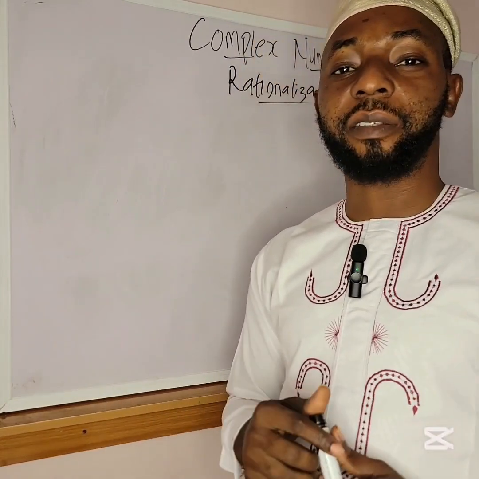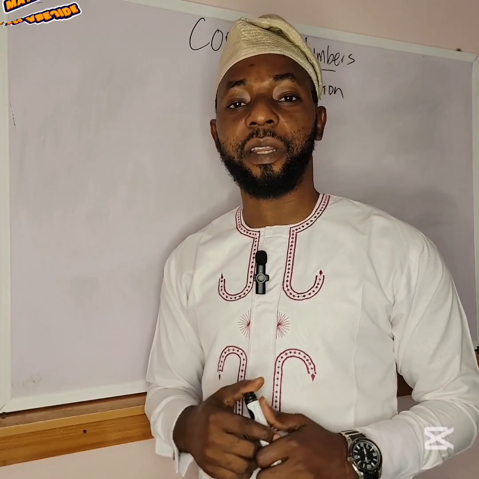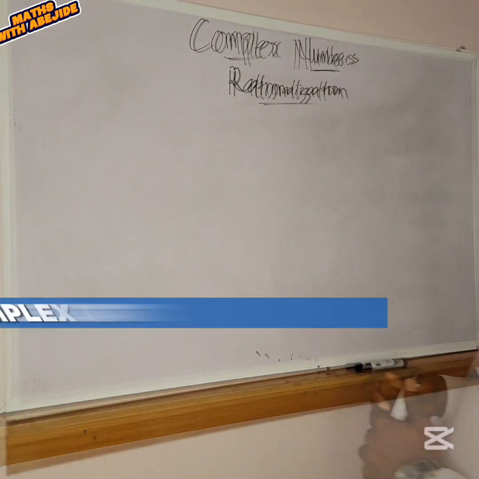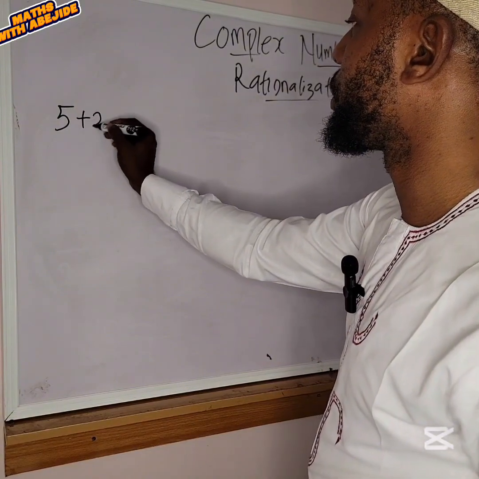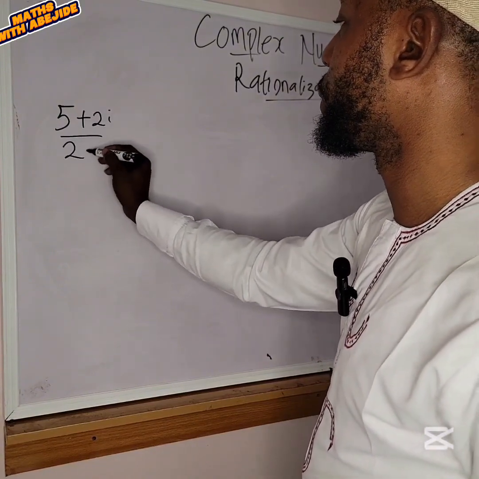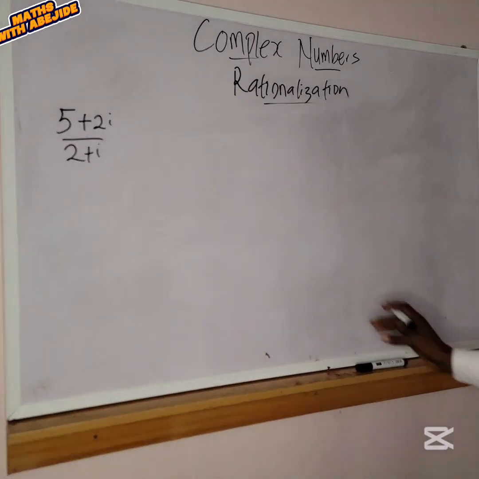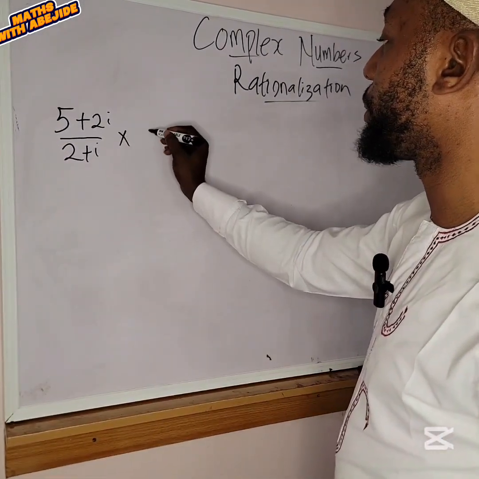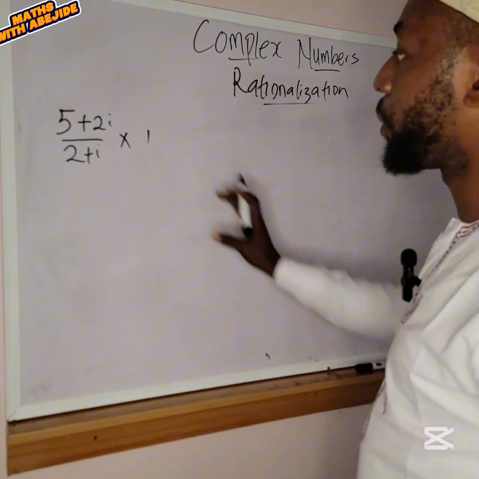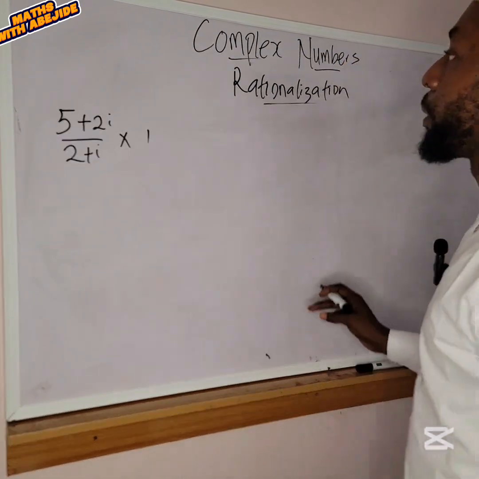Today, we want to talk about the rationalization of complex numbers. Let's go. Suppose we have, for example, 5 plus 2i over 2 plus i, right? And we need to rationalize this. So, why can't we just multiply by 1? So far, we are still correct.